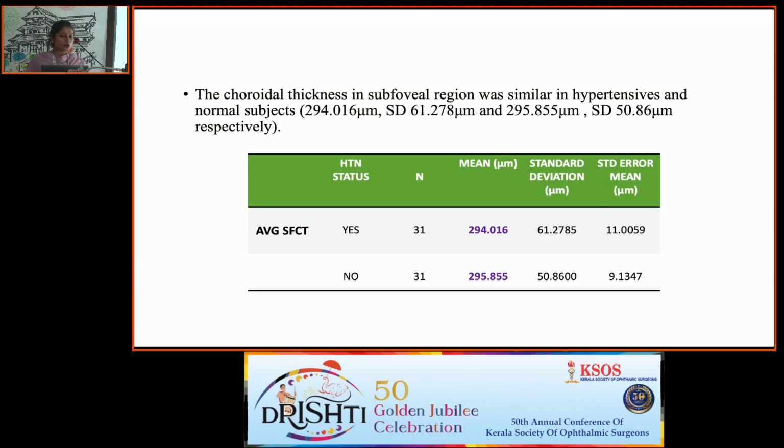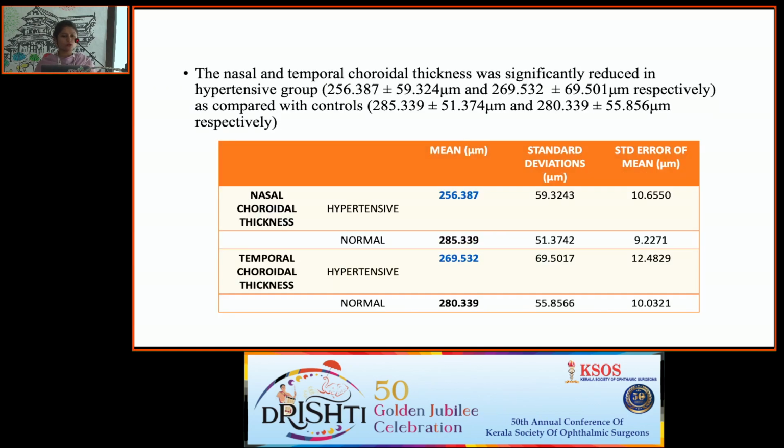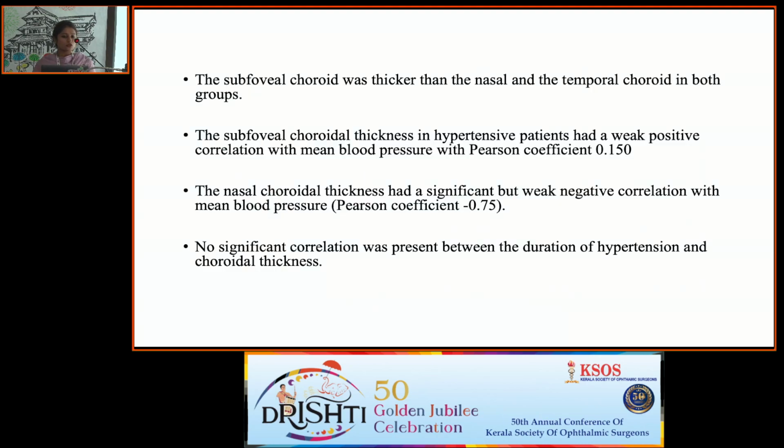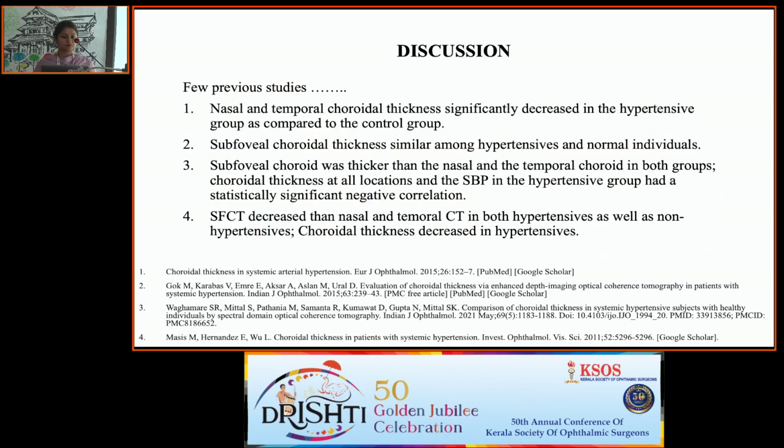We found that the choroidal thickness in subfoveal region was similar in hypertensive and the control group, whereas the nasal and the temporal choroidal thickness was significantly reduced in the hypertensive group compared to the control group. However, the subfoveal choroid was thicker than the nasal and the temporal choroid in both the groups. We also found that the SFCT in hypertensives had a weak positive correlation with mean BP, and nasal choroidal thickness had a weak negative correlation with the mean BP. There were some few studies in the past which had similar results.